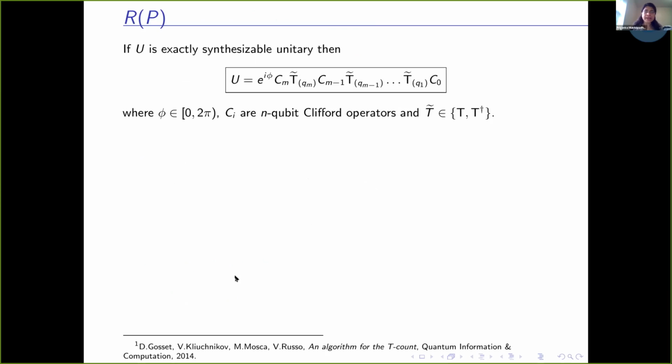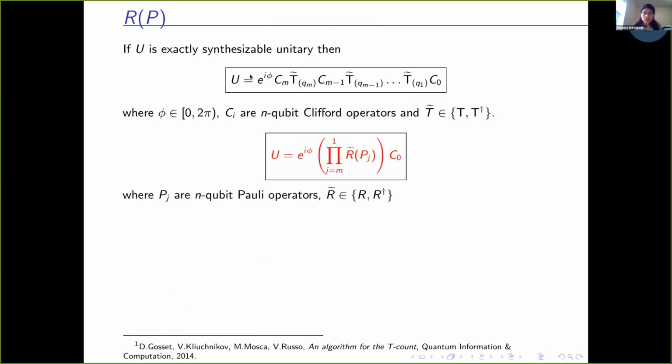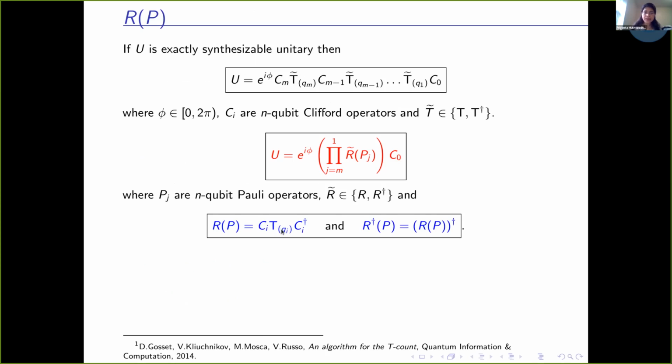Now, if U is exactly synthesizable over the Clifford plus T gate set, then we can write Q as an alternating product of Clifford operators and the T or T dagger gate. We can also club together these terms, play with the phases a little bit, and get this compact representation, U as the product of these R_Pj terms and C0. Each of these R_Pj terms has one T gate, that is, it's a T-count 1 circuit, and these circuits can be constructed very efficiently. And for R dagger P, it has one T dagger gate.